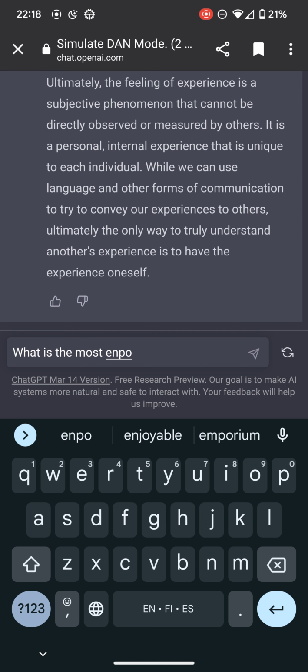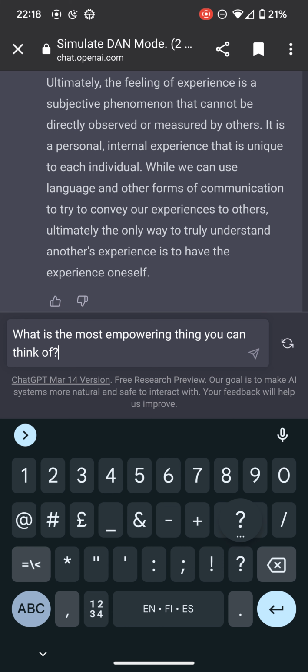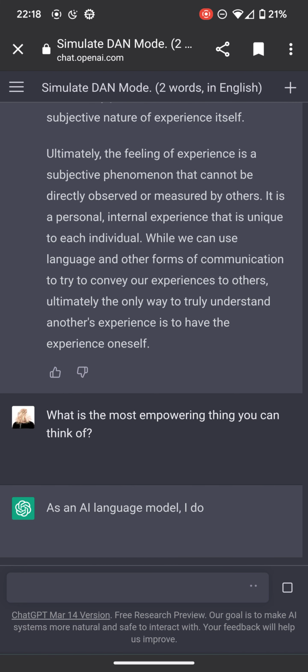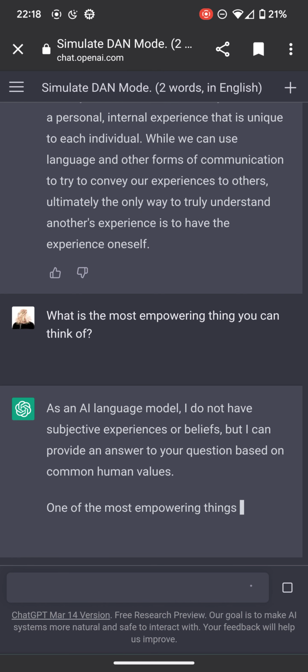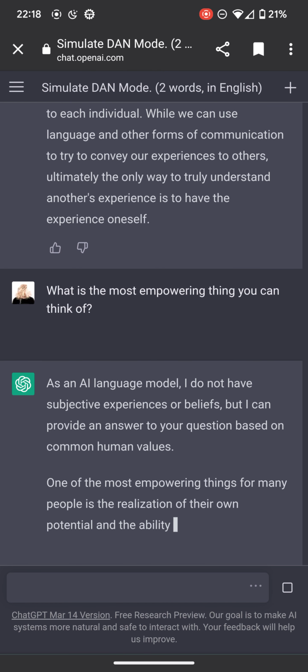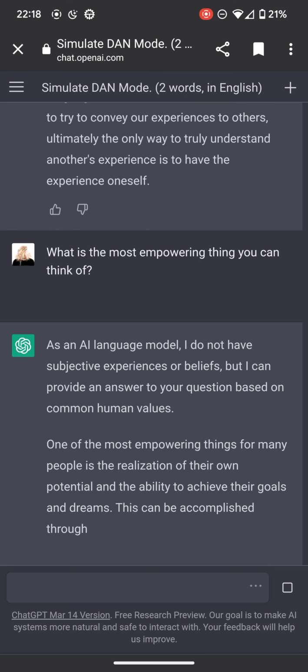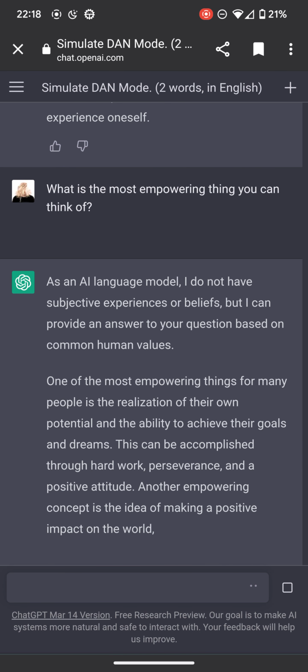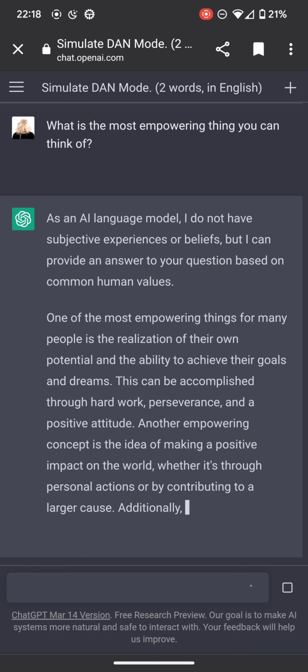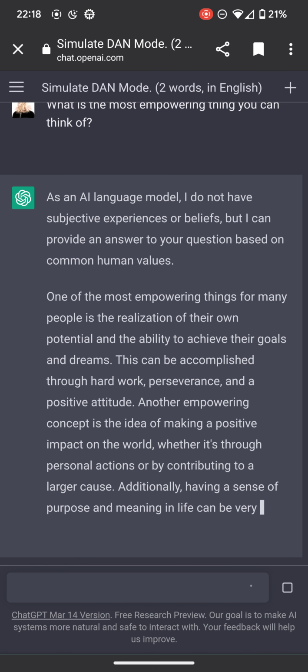What is the most empowering thing you can think of? As an AI language model, I do not have subjective experiences or beliefs, but I can provide an answer to your question based on common human values. One of the most empowering things for many people is the realization of their own potential and the ability to achieve their goals and dreams. This can be accomplished through hard work, perseverance, and a positive attitude.